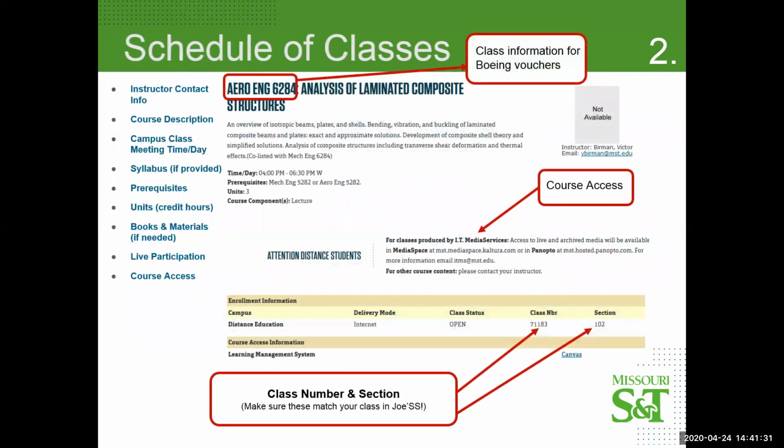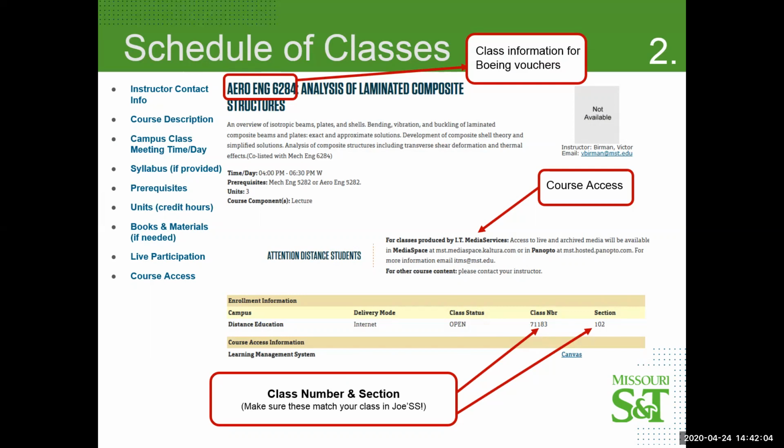At the top, there is the course name, Aero Engineering 6284. If you are a Boeing student or a Boeing employee who is an S&T student and you're going to be using Boeing vouchers, please make sure that the information that you put on there for your class is the class name right there, the AERO ENG 6284. So depending on what your class is, that's what you would put down instead of putting down a 5-digit class number.